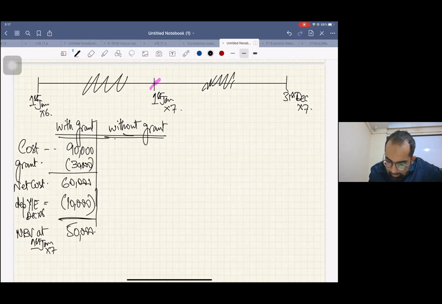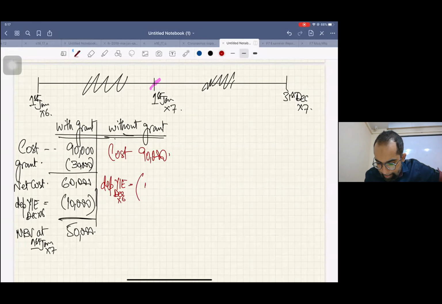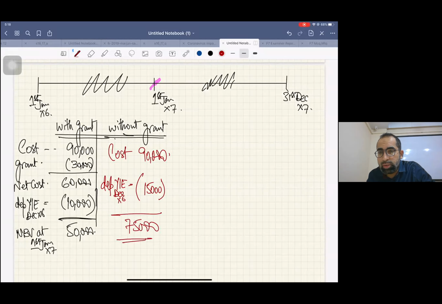Let's change the color. The cost is 90,000. Without grant, the cost is 90. And if you just forget about the grant, you have to do depreciation. Year ended December X6, 90,000 divided by 6 is how much? 15,000. So you will have an NBV of 75,000.